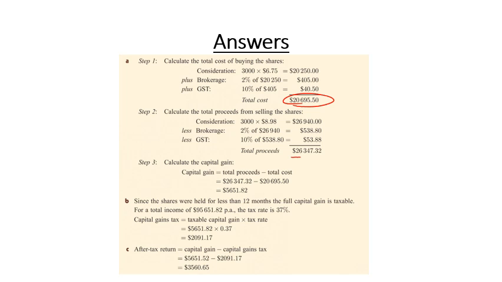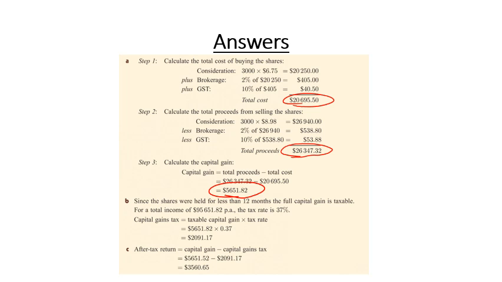Now, step 2, we had to work out the profits that we've made from selling the shares. Again, we went through the same process and we worked out that our total profits are $26,347.32. Now, that means that we've actually made a gain of $5,651.82. A little bit better gain than what Mr. Keogh made on his investment.